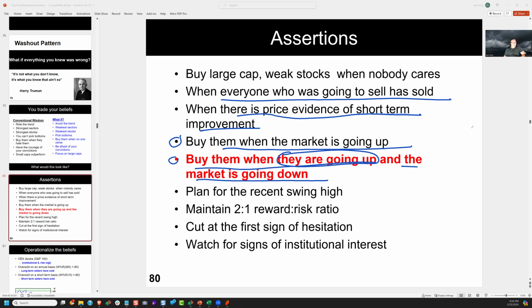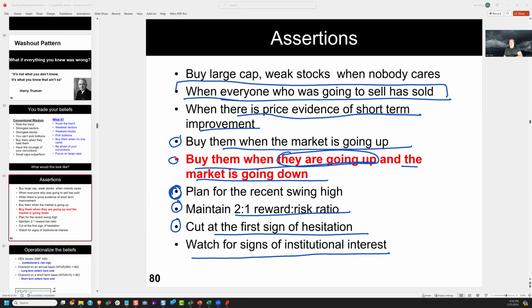and have relative strength. You should plan for the recent swing high, always frame with a 2-to-1 reward to risk. When you see any hesitation in price, you should exit. And then you should watch for signs of institutional interest. Here's the idea. When everyone else who was going to sell has sold, what does that mean? Let's turn that into an operational definition.